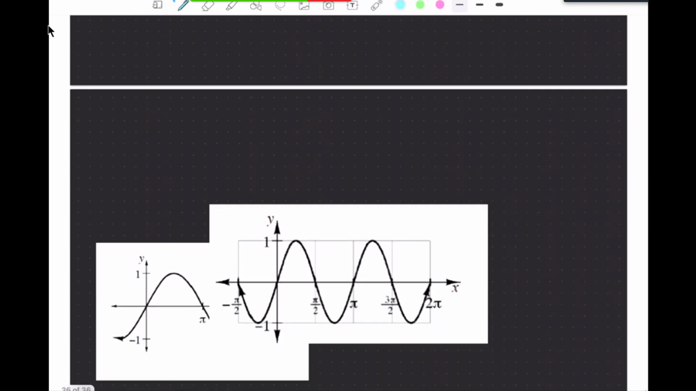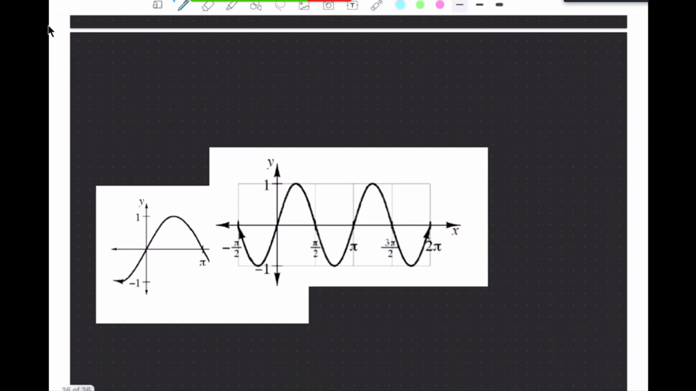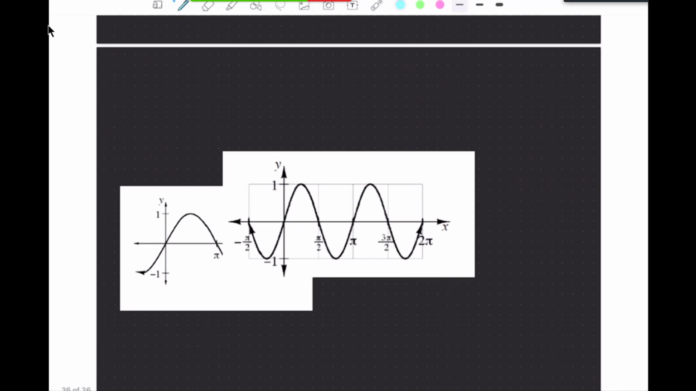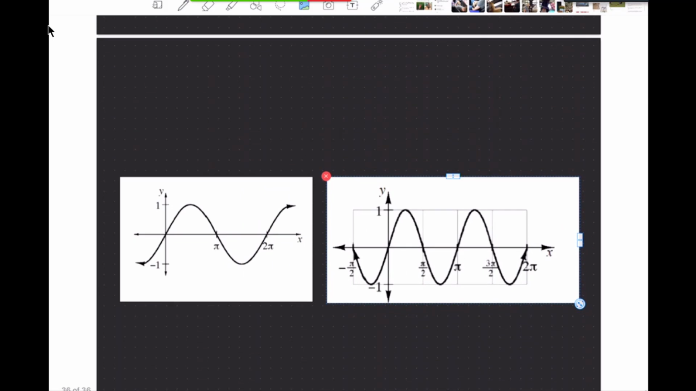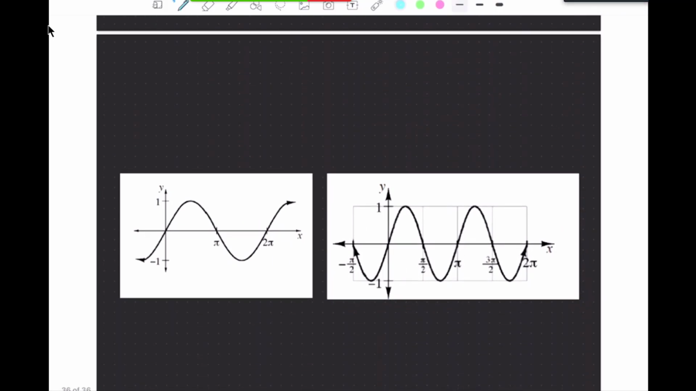So one other little thing. When it comes to these trigonometric functions, they're called cyclic because they form a cycle. And a cycle is something that goes over and over and over again. So when it comes to our trig functions, we have this thing called a period. It's like the distance of one cycle.